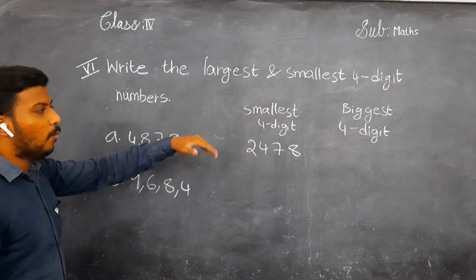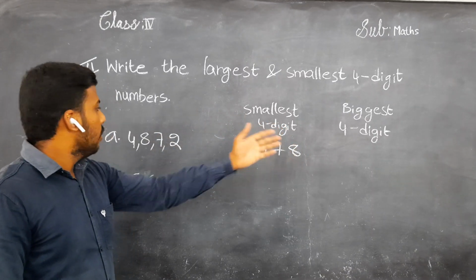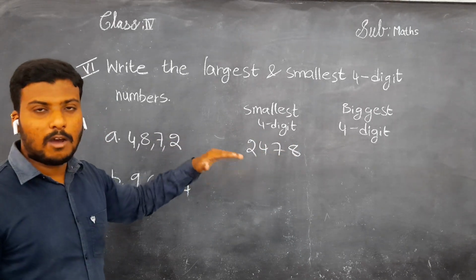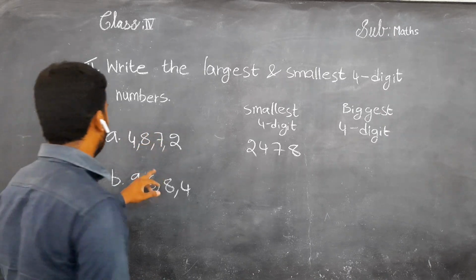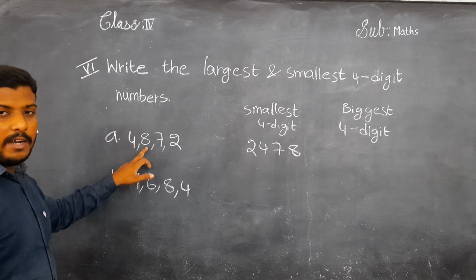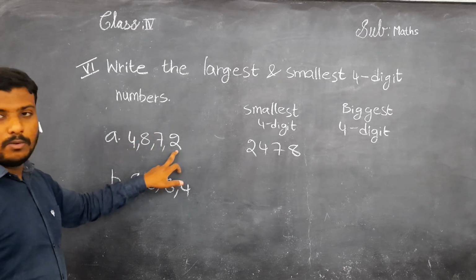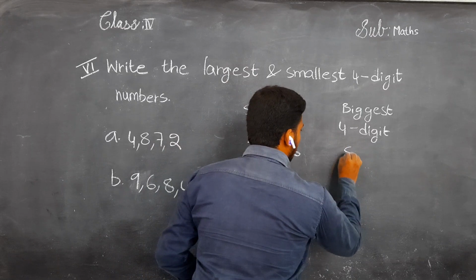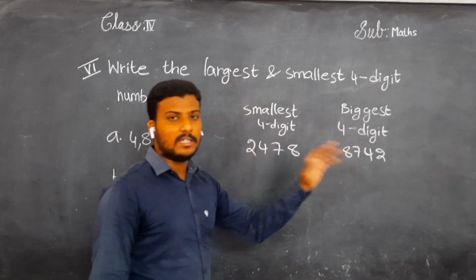See, right now if we want the biggest 4-digit number, then we need the biggest digits first. We have to start from the biggest number. That is 8. 8 is the biggest number. After 8, what is the biggest number? 7. After that 4. Then 2. We'll write 8, 7, 4, 2 as the biggest 4-digit number.